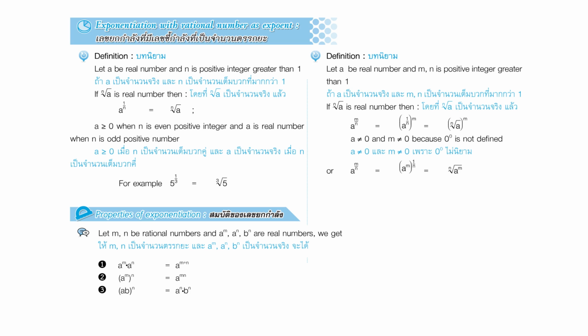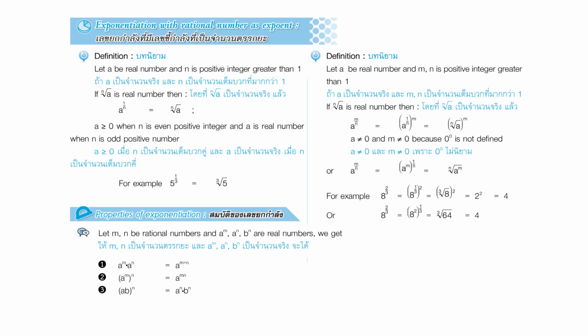Definition. Let a be a real number and m, n positive integers, with n greater than 1. If the n root of a is a real number, then a to the power of m over n equals a to the power of 1 over n times m equals the n root of a to the power of m. A does not equal 0 and m does not equal 0 because 0 to the power of 0 is not defined. Or a to the m power over n equals a to the m power times 1 over n equals the n root of a to the m power.